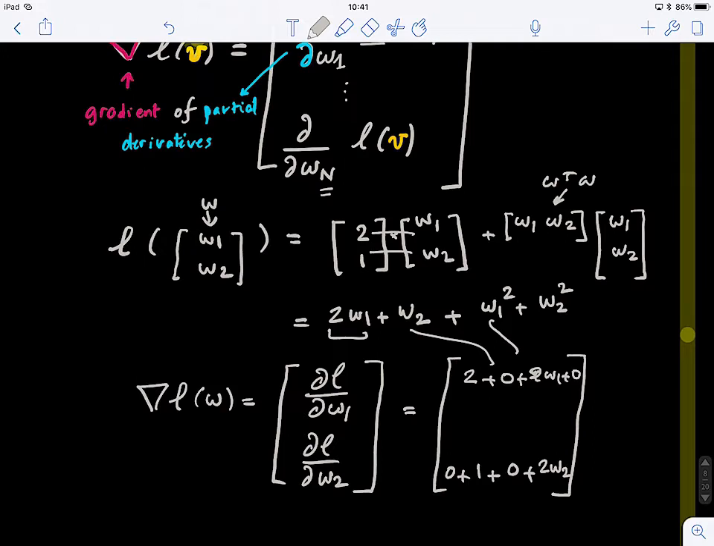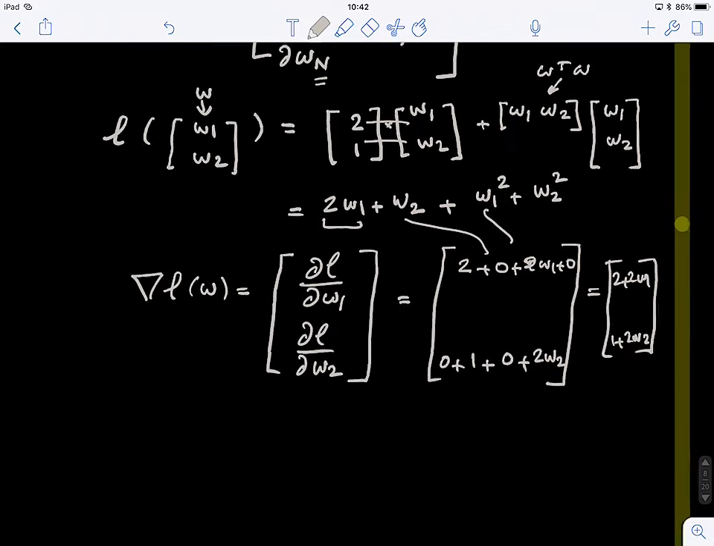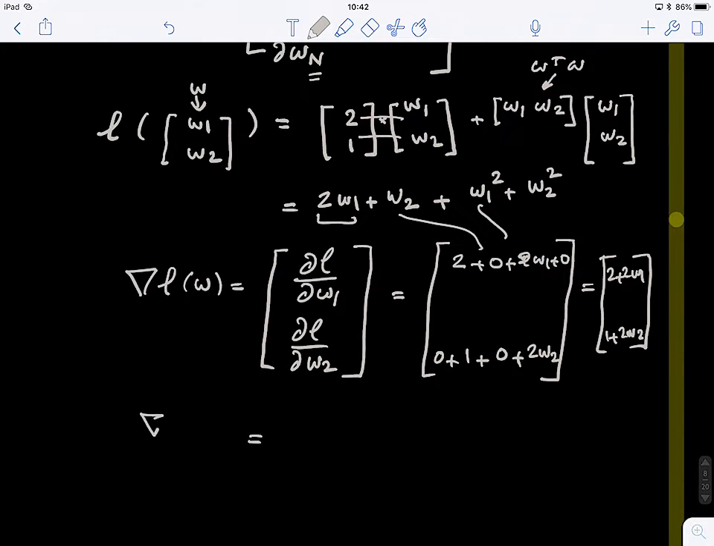That's it, that's our gradient. And then if we want to evaluate it, you just plug in the values, okay? So let's look at this. I know I've given you a very simple example: 2 plus 2 omega 1, and then 1 plus 2 omega 2, or W2. And then you can evaluate it at, maybe, 1, 1, and see what happens.